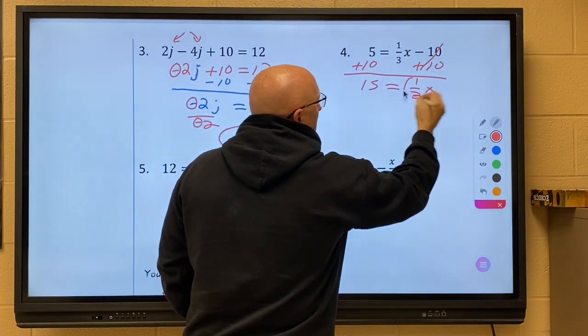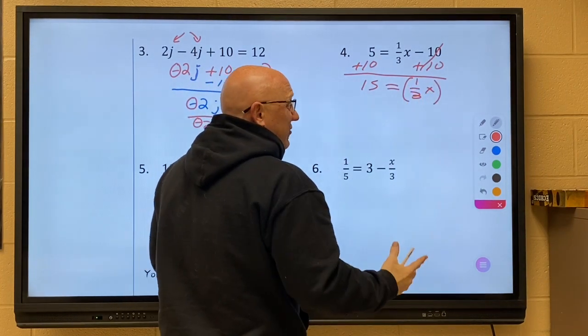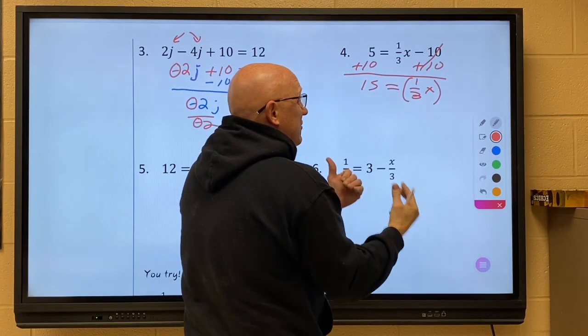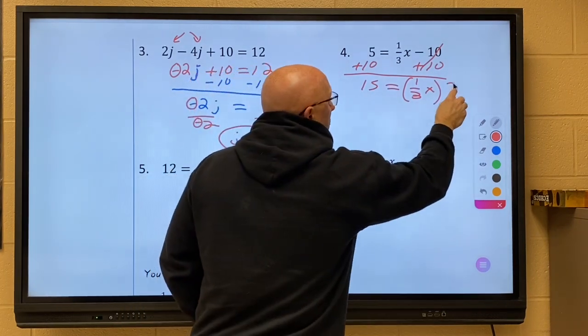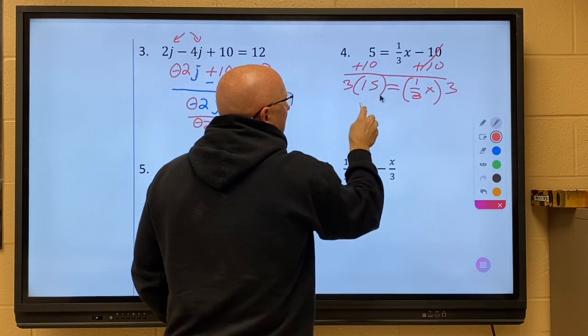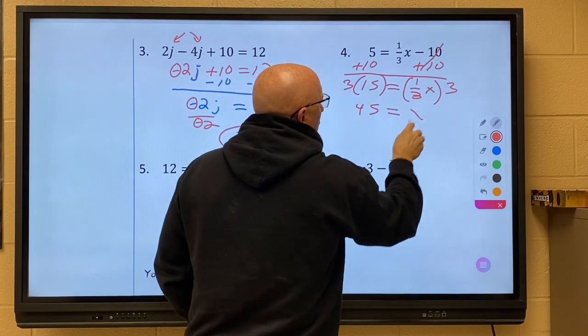x. Then, since I'm dividing by 3 basically, because fractions and division are the same, I'm going to multiply by 3 on both sides. And I get 45 is equal to x.